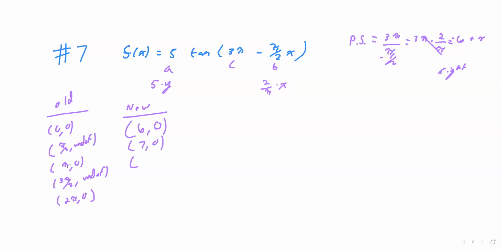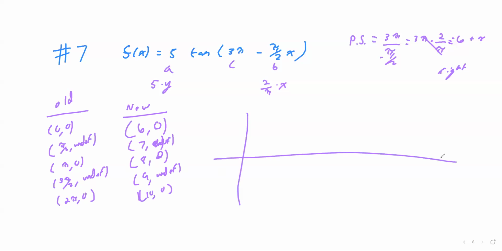Pi, again, would give me 2 plus 6, which is 8. Oh, sorry, this would be undefined. This would be 0. Then it'd be 9 undefined because I can see a pattern now. And then this would be 10, 0.